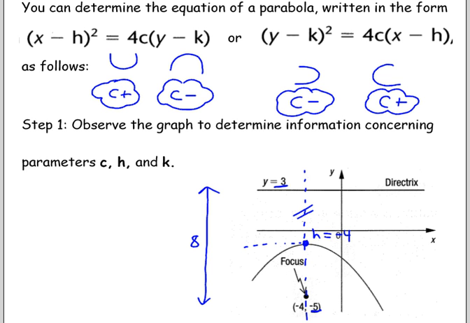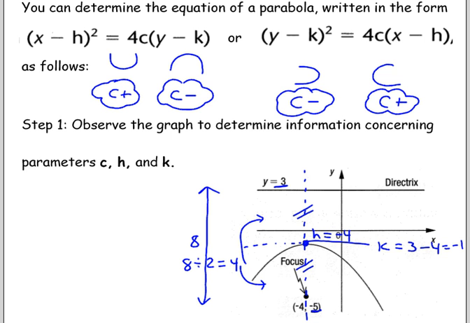And remember, this distance has to be the same as this. So if we do 8 divided by 2, we get 4. That means there's 4 up there and 4 down here. So how do I find my k? It's going to be equal to 3 minus 4, which is negative 1. So I have my k, I have my h.